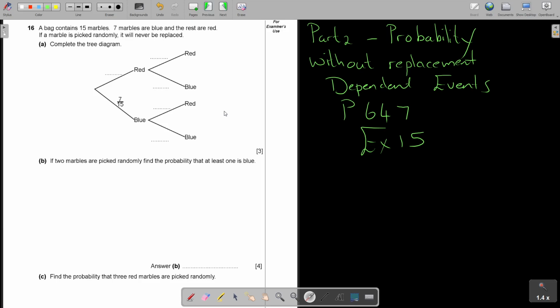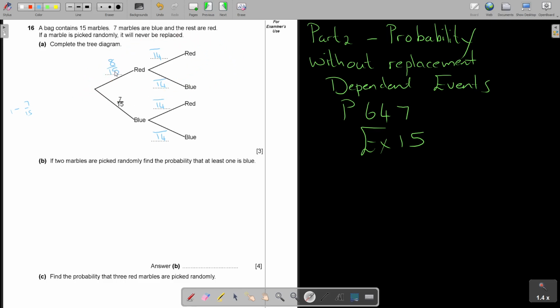Okay, but the best will be then to start here if you complete. Okay, because 7 over 15, so this one is going to be 8 over 15. So just say 1 minus 7 over 15. Now, if it's without replacement, that means there's not 15 balls anymore. There will only be 14, 14, 14.